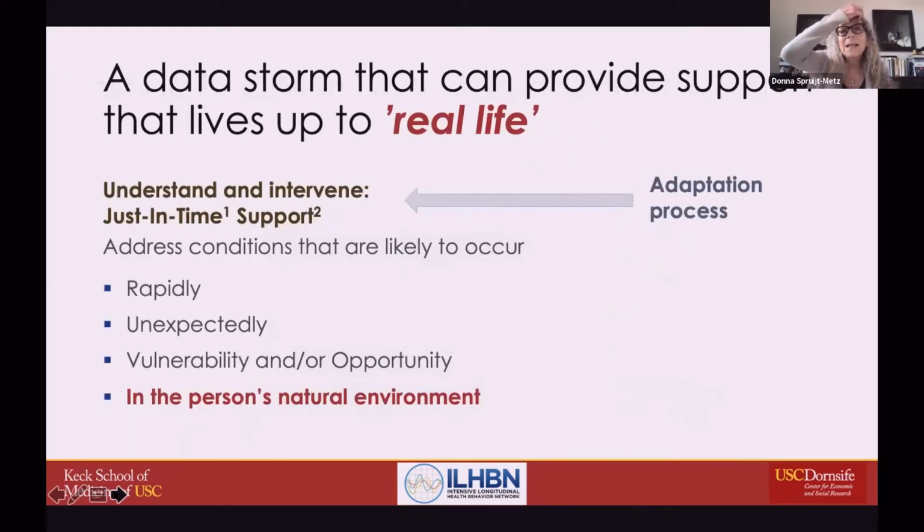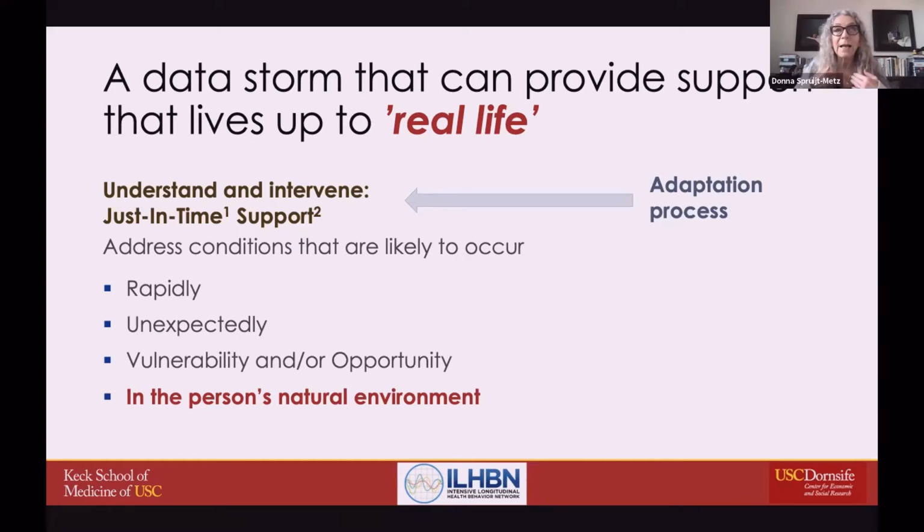Okay, so what we've got here is a data storm that can provide support that lives up to real life. So we want to understand and intervene, provide just-in-time support, and adapt this as we go to the changing needs of the environment and the person. We want to adapt to address conditions that are likely to occur rapidly, unexpectedly. We want to be able to be there for a person when they're vulnerable, so when they need us, or when they have the opportunity to listen to us.